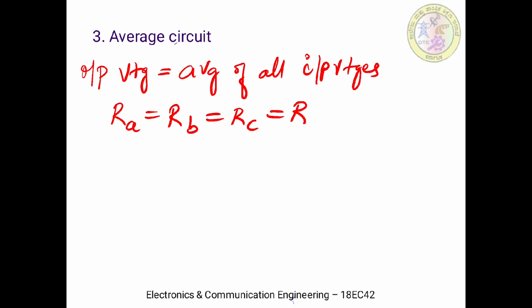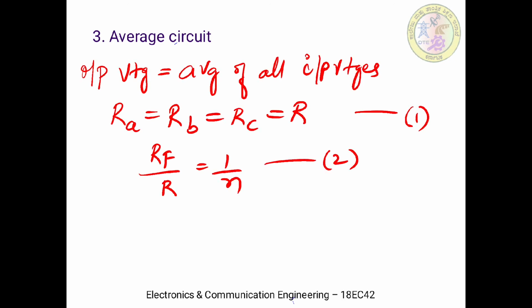And also one more condition is the gain by which each input is amplified must be equal to 1 over the number of inputs. So this is the first condition. The second condition is that RF by R should be equal to 1 by N. Under these two conditions, the same inverting configuration circuit acts as an averaging circuit. Here N represents the number of inputs.